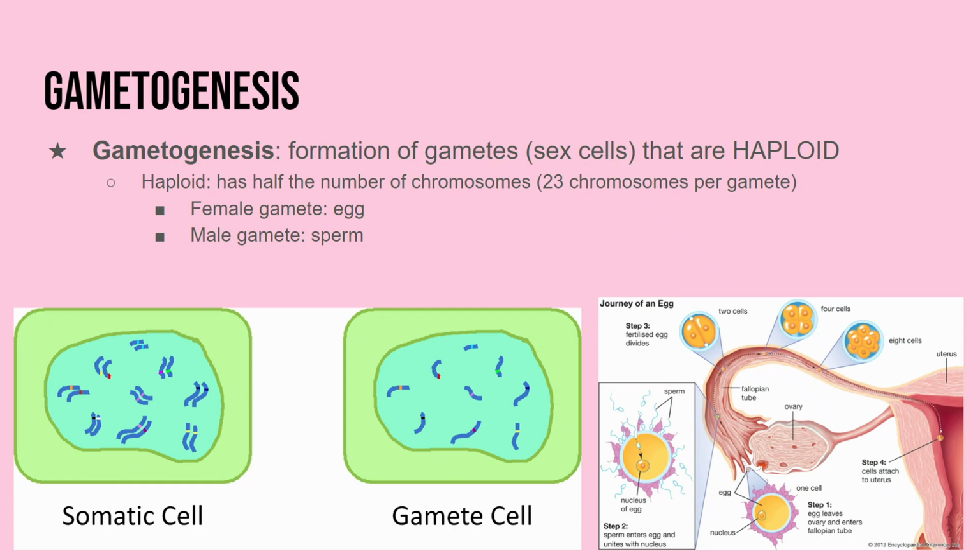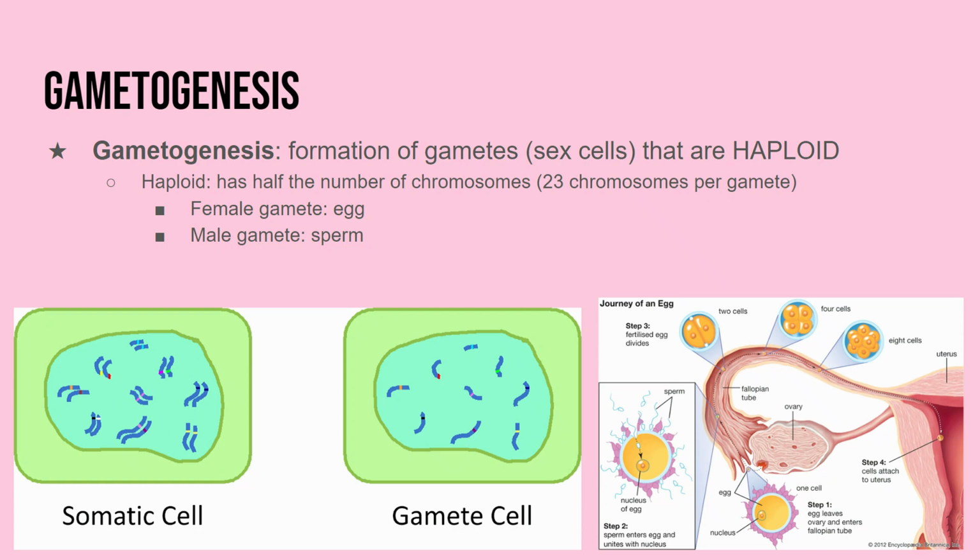So starting with gametogenesis. I hope I'm saying that right. I don't remember, but gametogenesis. So this is the formation of gametes, or sex cells that are haploid. So that just means that they have half the amount of chromosomes than a normal somatic or body cell. The female gamete is an egg, male gamete is a sperm.